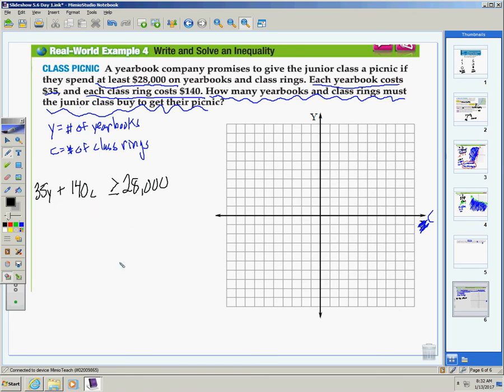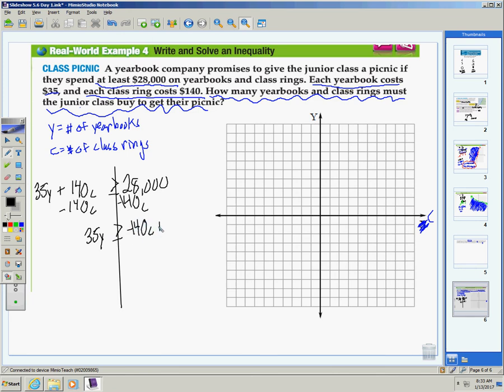And now I'm going to solve this for one of my variables. I'm going to solve it for y, and you're always going to want to solve for whatever variable is on your y-axis. Y is on my y-axis, so I'm going to solve for y. Start out by subtracting 140c. And notice here, c is just like my x value. Notice it's on my x-axis. So I get 35y is greater than or equal to negative 140c plus 28,000.